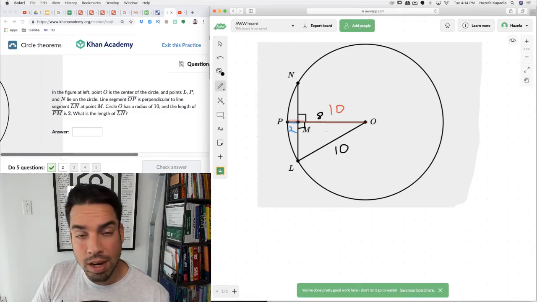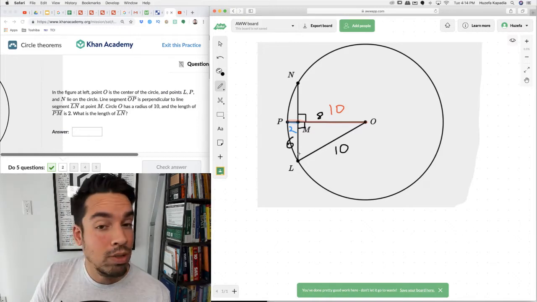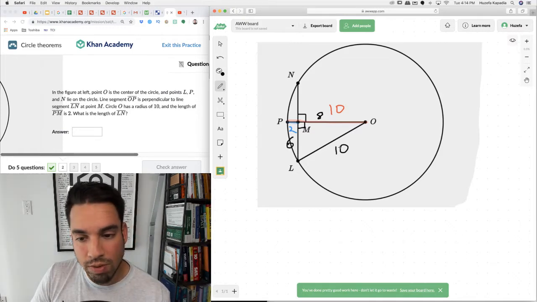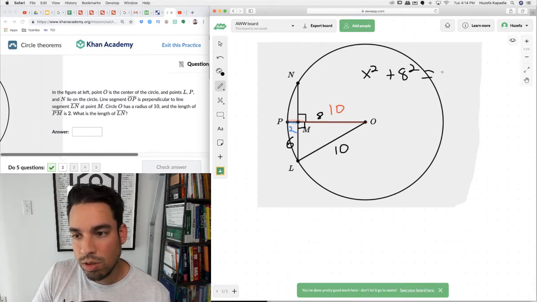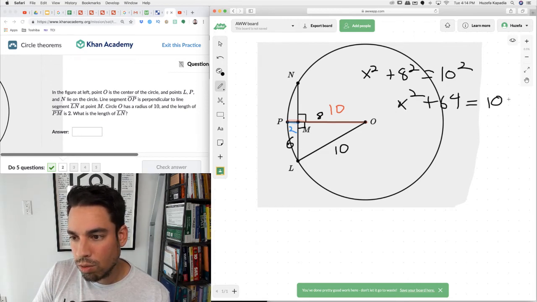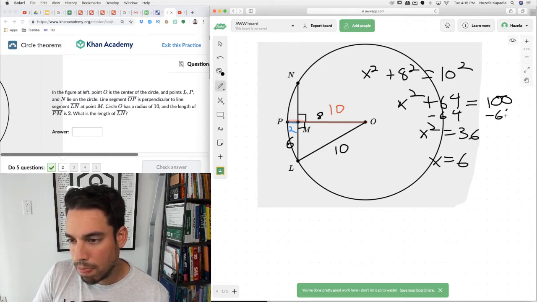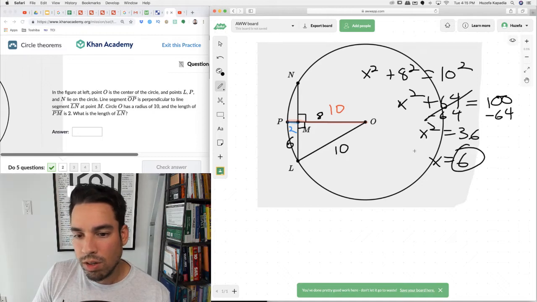What's this side? Well, this is a Pythagorean triple. If you know that, you know this side has to be 6. But if you didn't know it's a Pythagorean triple, a 3, 4, 5 or a 6, 8, 10, you can use the Pythagorean theorem, call that x. It'd be x squared plus 8 squared equals the hypotenuse, which is 10 squared. x squared plus 64 equals 100. x squared equals 36. x equals 6, right? We're subtracting 64. So we figured it out.